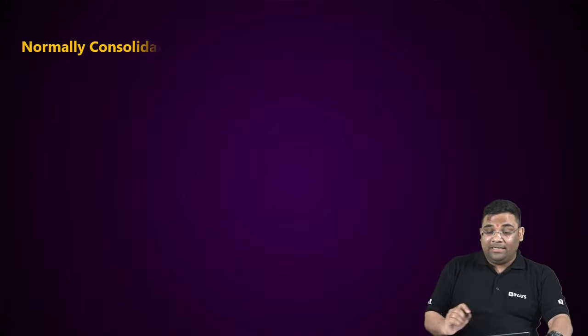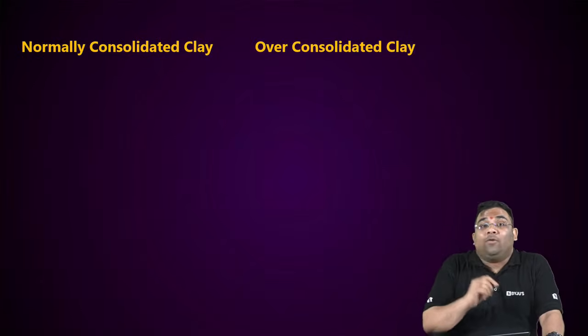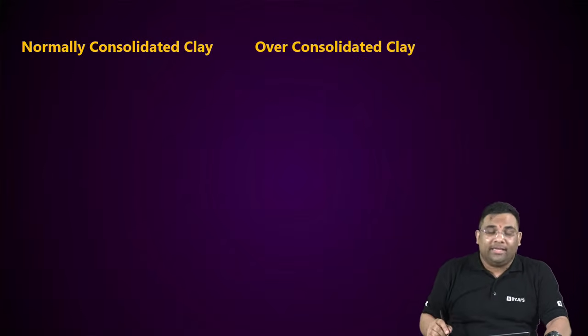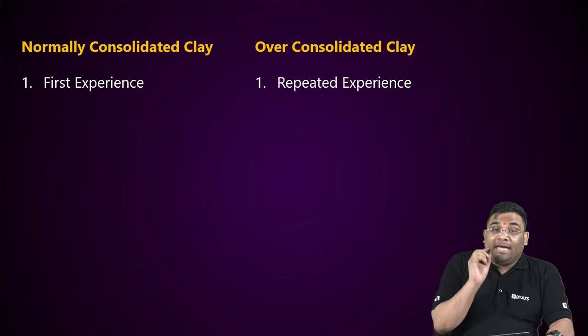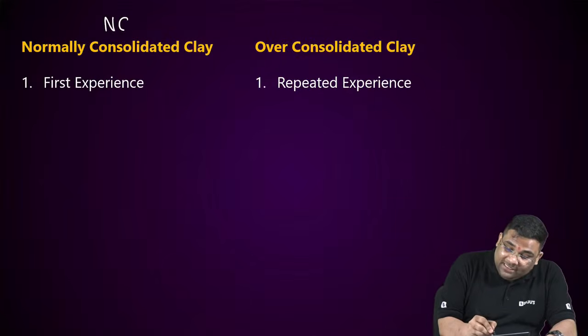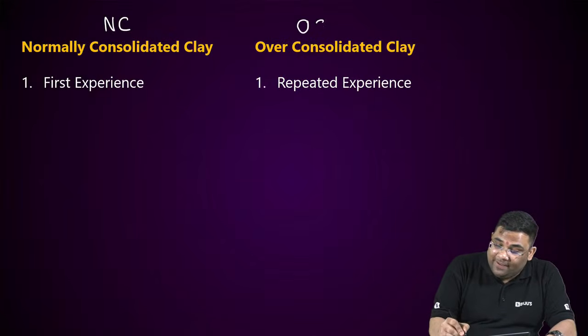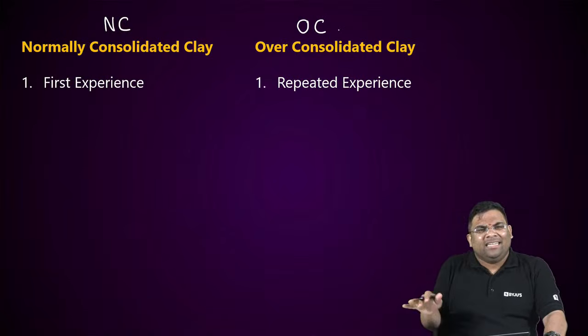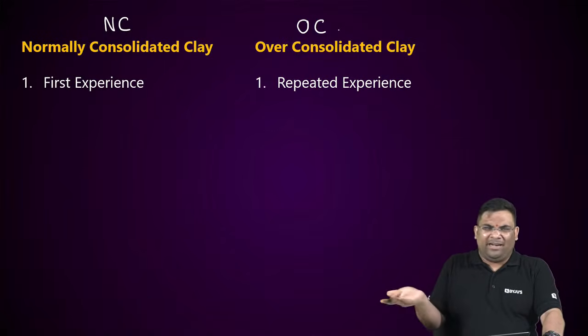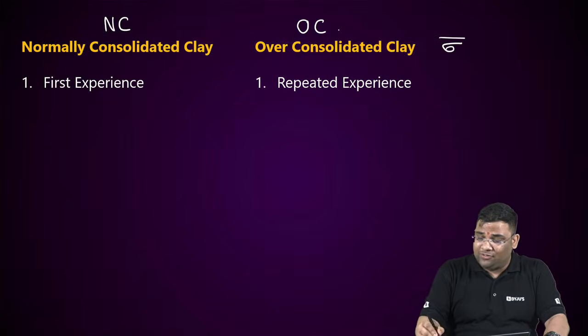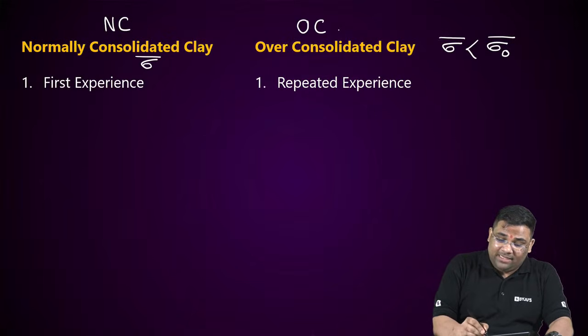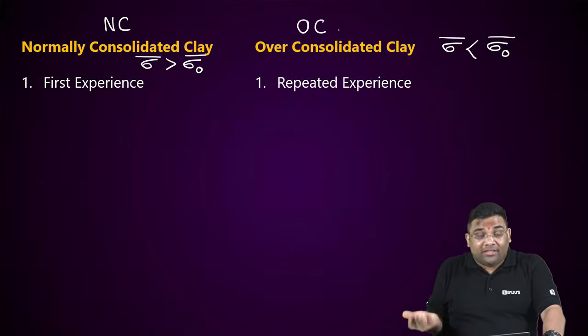So this difference which I am now writing down is very important and you should know this, okay? The NC clay is experiencing the present stress for the first time. But for the OC clay, it's a repeated experience because it has already experienced it. Here, the present stress is less than the maximum past stress. Here, the present stress is greater than the maximum past stress. So, for the NC clay, it's a first experience.